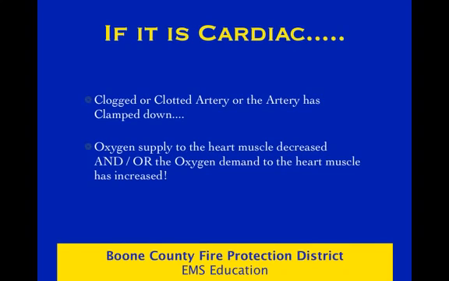In any case, the oxygen supply to his heart muscle is decreased, or the oxygen demand to his heart muscle has increased, or maybe both. Maybe the supply has decreased some, but his demand has come up some. So our goal is going to be to increase the supply while we decrease the demand. Oxygen provided to him via nasal cannula will increase the supply, and we do things to keep him calm and reassured and transport him smoothly. That helps with the O2 demand.